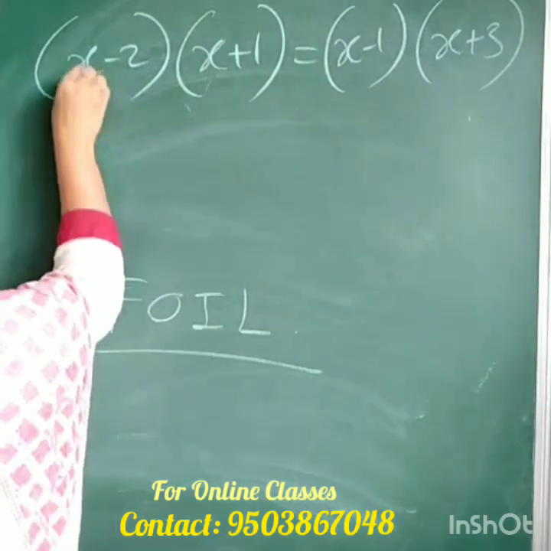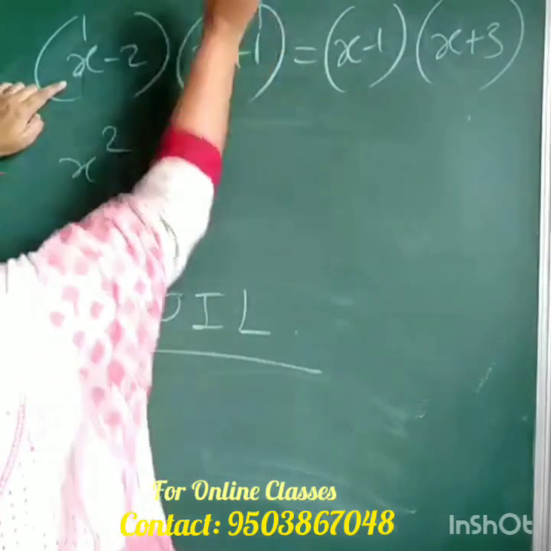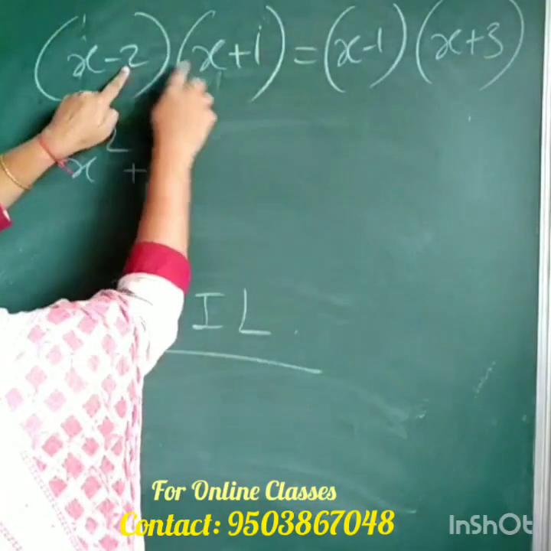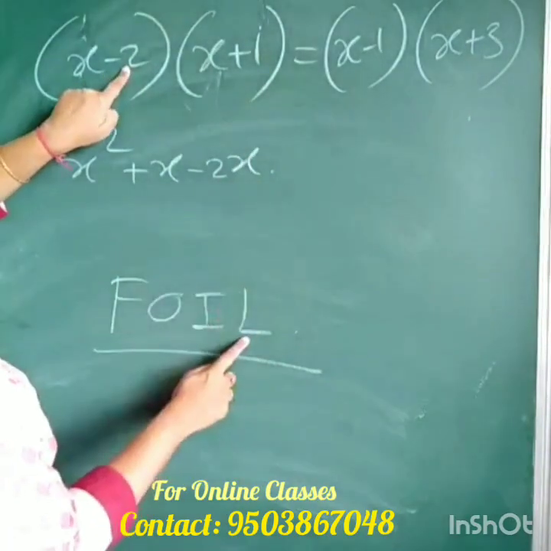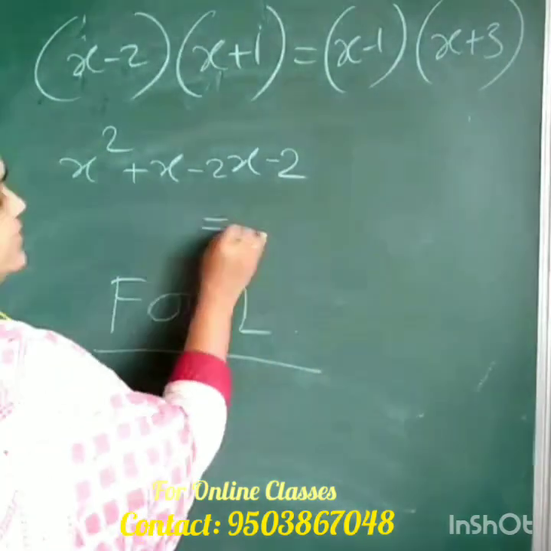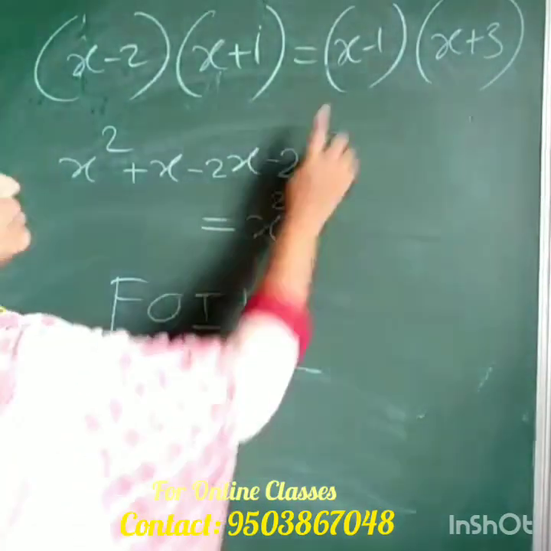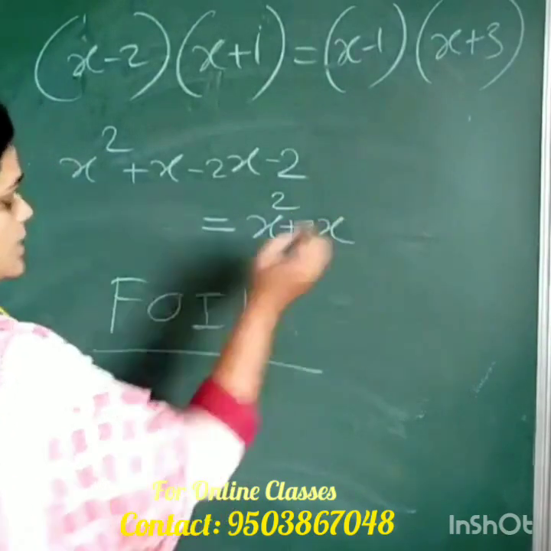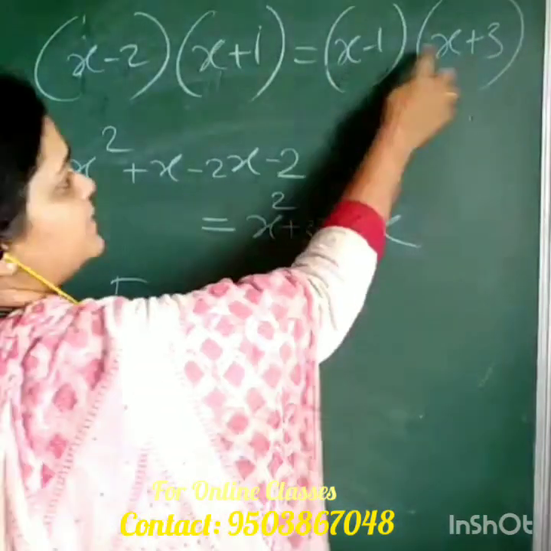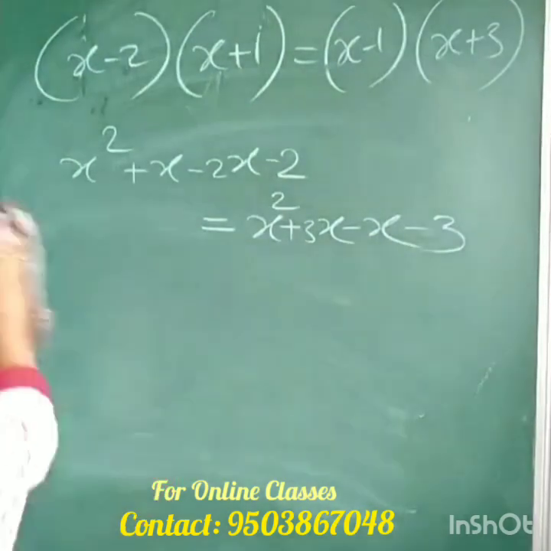Multiplication of first terms, x and x, x². Multiplication of outside terms, x and 1, plus x. Multiplication of inside terms means these two, minus 2 into x, minus 2x. And multiplication of last terms, minus 2 into plus 1, minus 2. This is your left hand side. I will write right hand side here. Multiplication of first term, x². Outside terms, x into 3. Inside terms, minus 1 into x. And last term, minus 1 into 3. So this is the multiplication step.